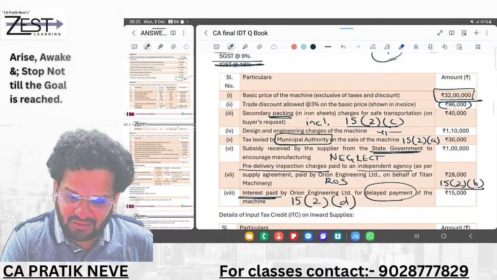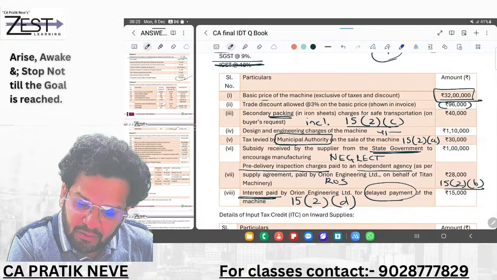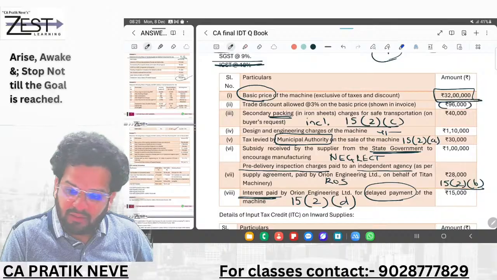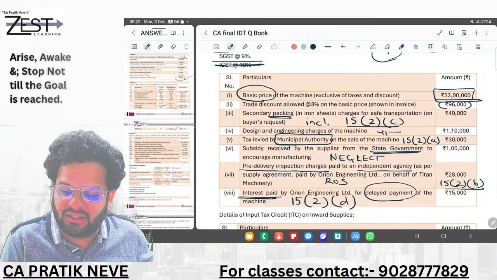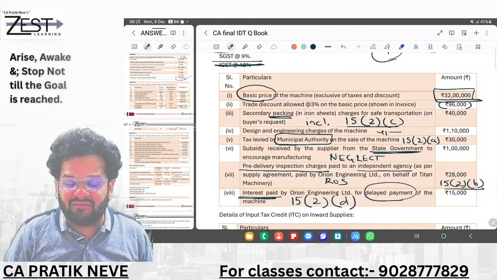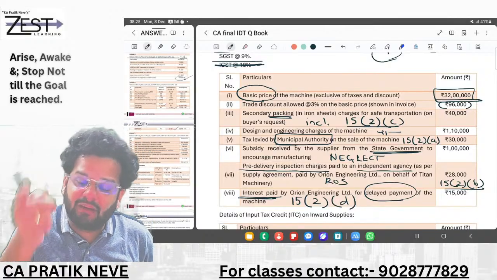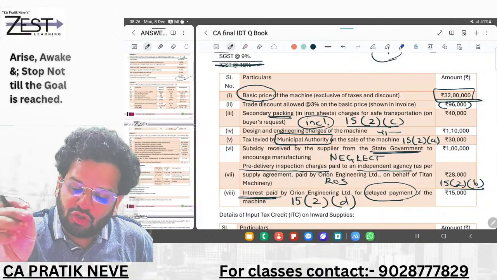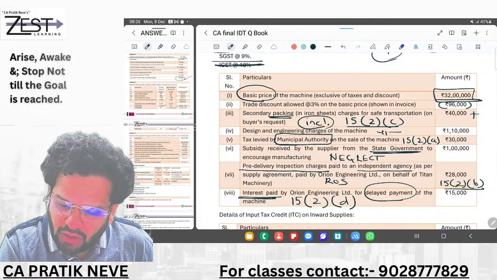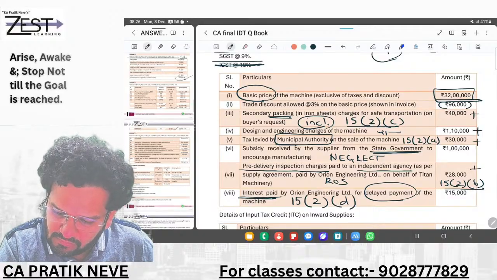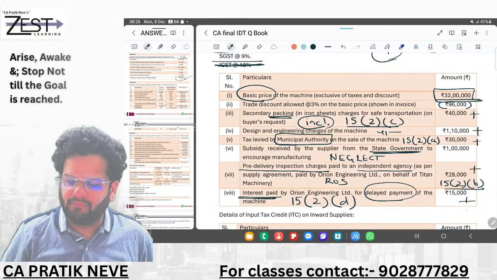Only thing is, read this. Basic price of the machine is 32 lakhs. So any other packing cost, etc., which they have given separately, they must have recovered over and above 32 lakhs. So whatever we are saying as inclusion, you should keep on adding that. Clear? You should keep on adding that.